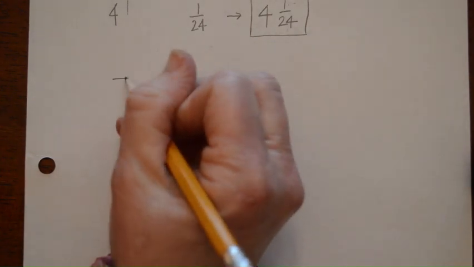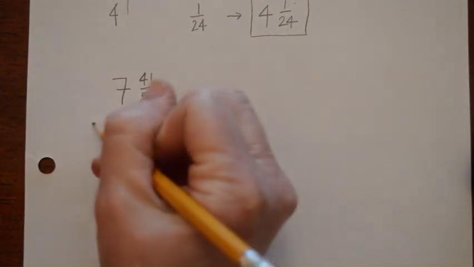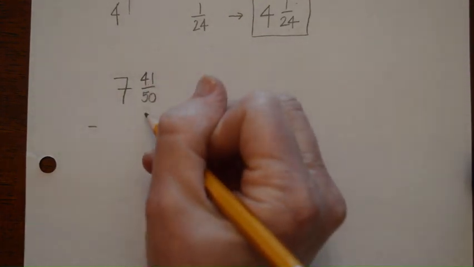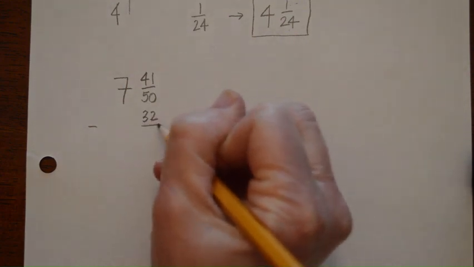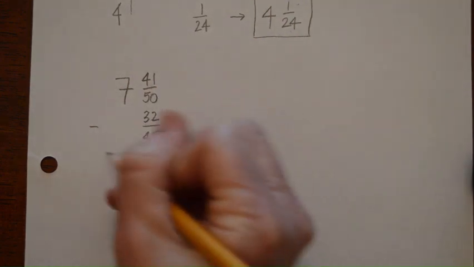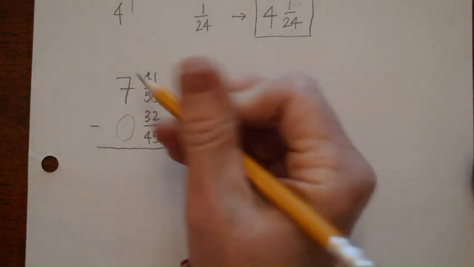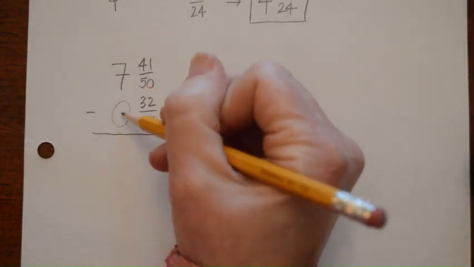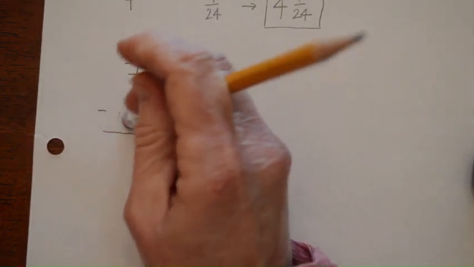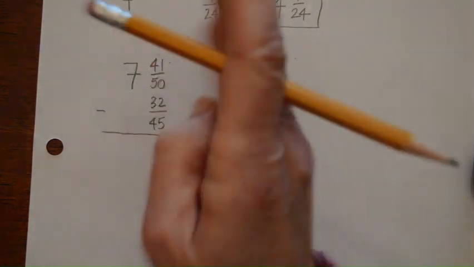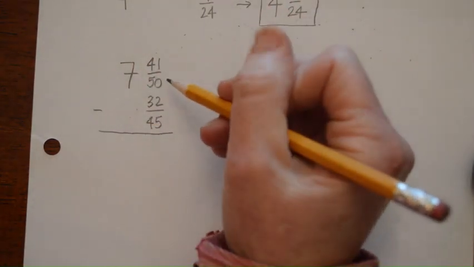So this time I've chosen to do 7 and 41 50ths minus, and this time we're just going to do a proper fraction. We're not going to do a mixed number. 32 45ths. All right, if you want, you can think of this as being a 0 there, or just like you do all the time with subtraction. When there's nothing below it, you just assume it's a 0. So I'm going to leave it like that, just as we normally have when we subtract. When it's a blank spot, we're assuming it's a nothing that we're taking away, or a 0.